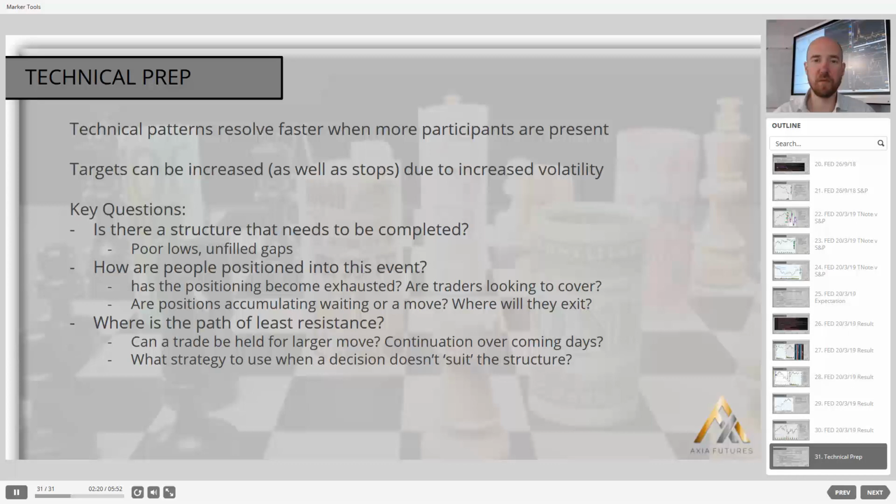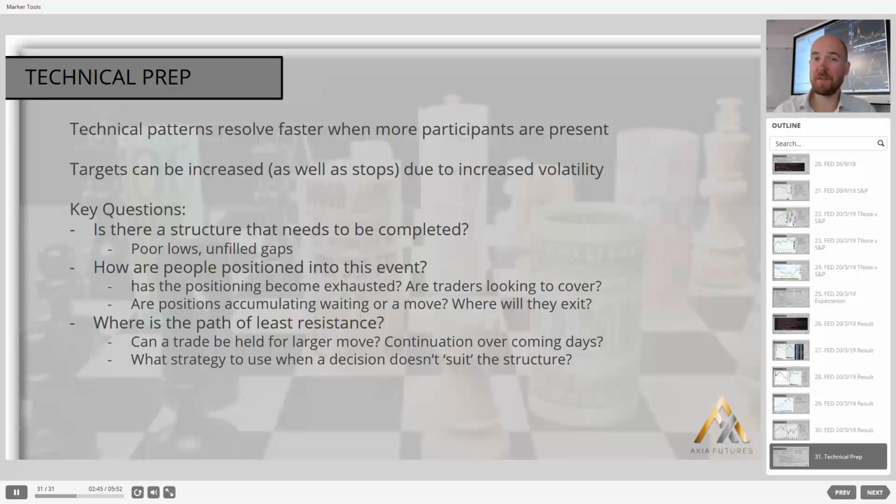So this is where you need to be thinking about, have you got any unfilled gaps? Do you have any poor lows? Have you got any structure that the market is waiting to complete? Once that decision's out of the way, then the market can free up and go back to finishing off the technical picture that is beginning to be painted. So first up, is there any structure that needs completing?